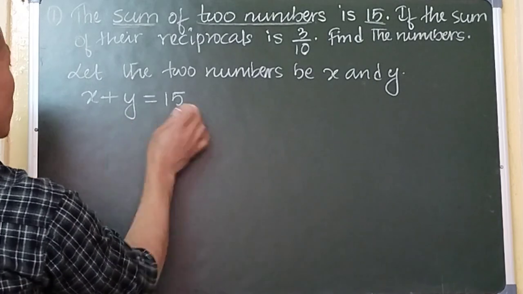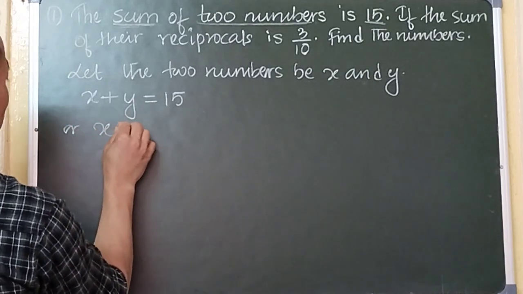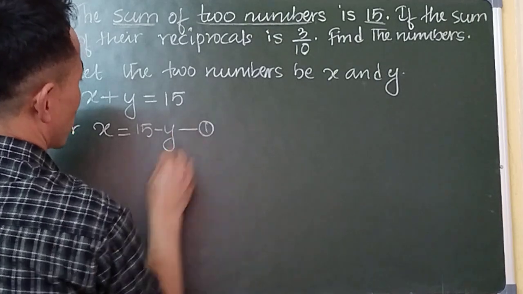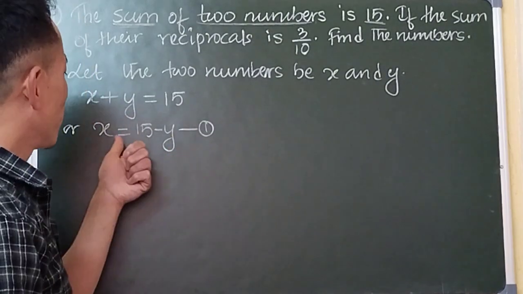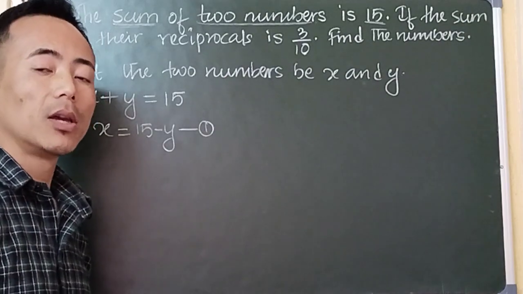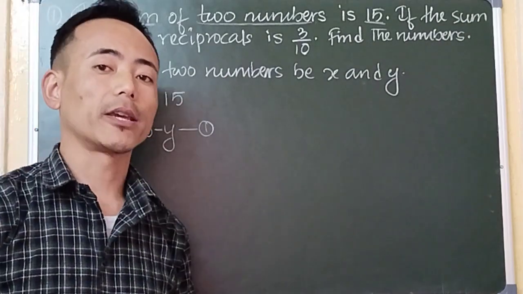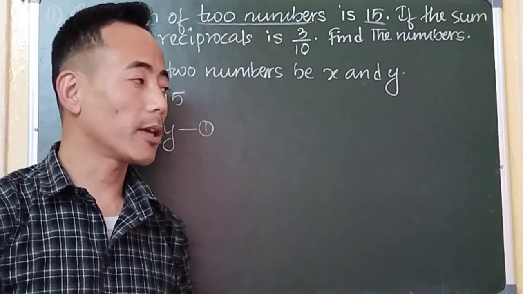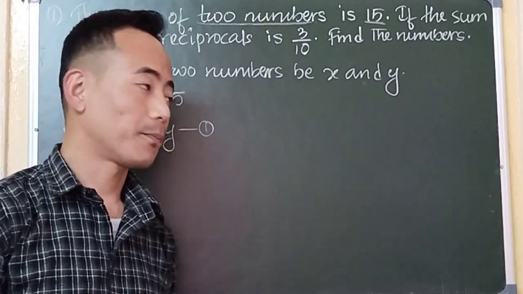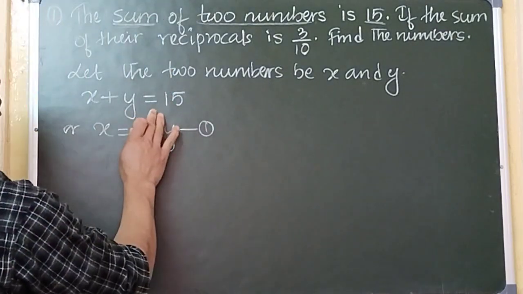Now if you take y to the other side, you can write this equation as x equals 15 minus y. Let this be equation number 1. Now why we are doing this is because we need to put this value in the second condition. Only then we will get a quadratic equation. So in order to obtain the quadratic equation, we can write this equation in the form of x or in the form of y. Alright, so this is from the first condition.